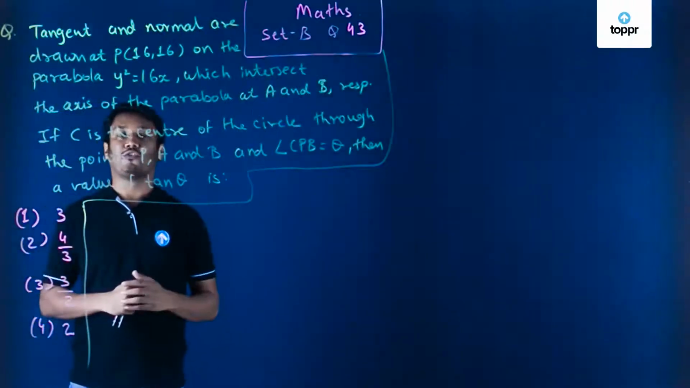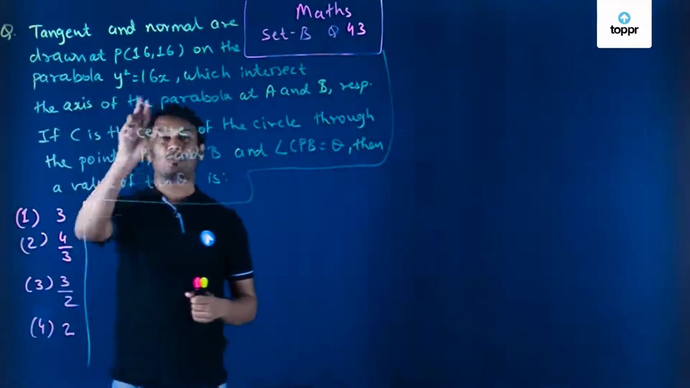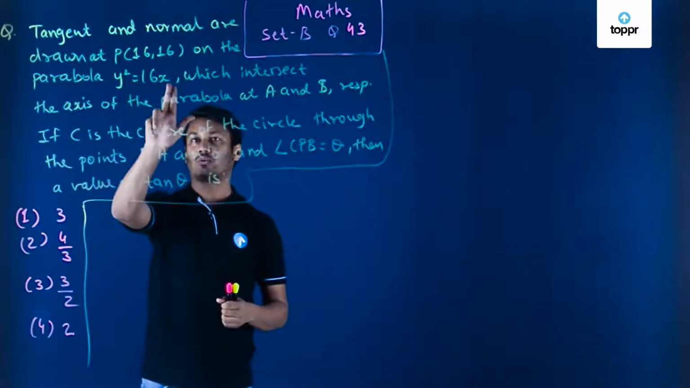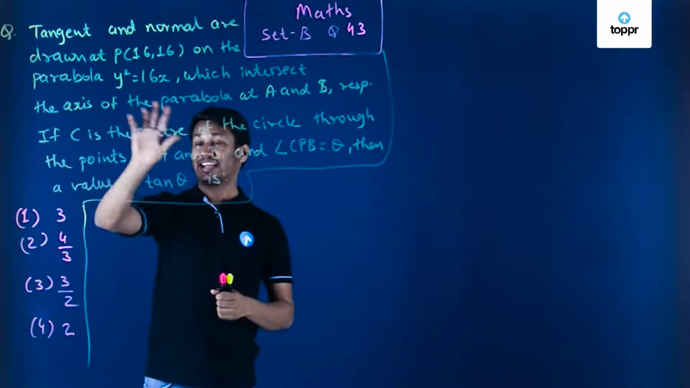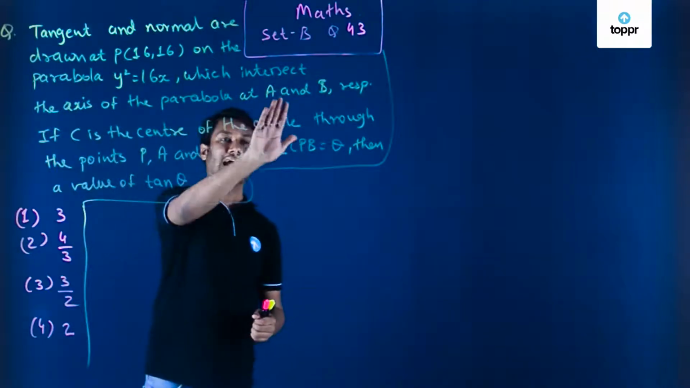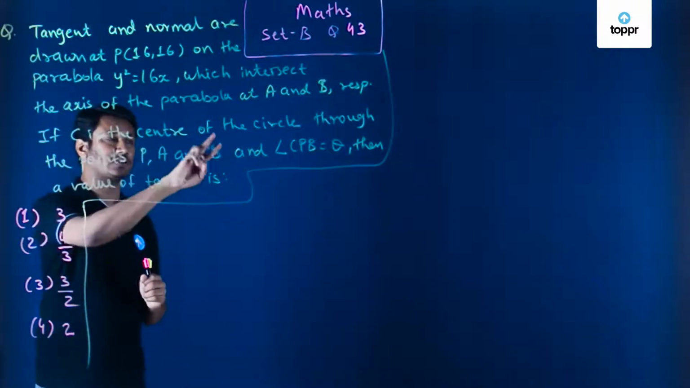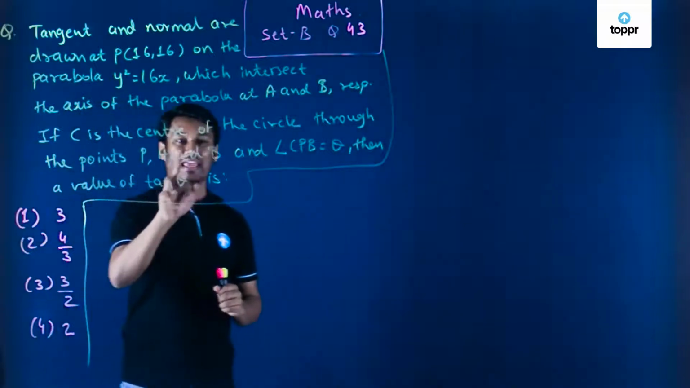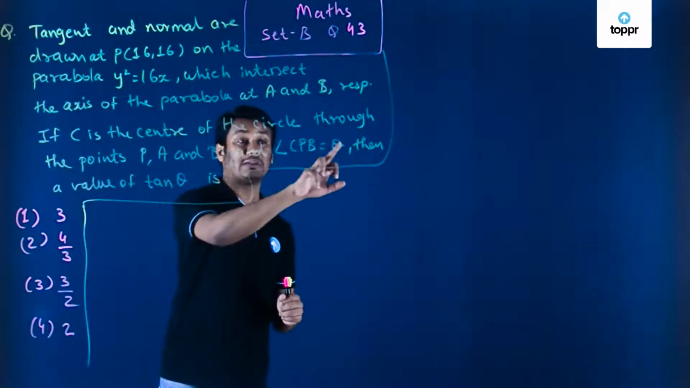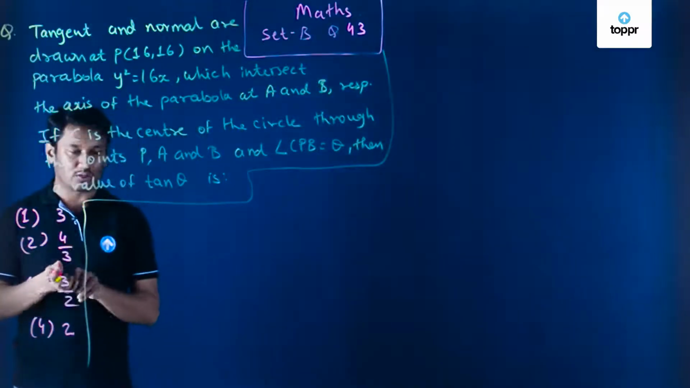Set B, question number 43. The question says tangent and normal are drawn at P(16, 16) on the parabola y² = 16x, which intersect the axis of the parabola at points A and B, respectively. If C is the center of the circle through the points P, A and B, and if angle CPB is θ, then we have to find the value of tan θ. Let's see how we solve this question.